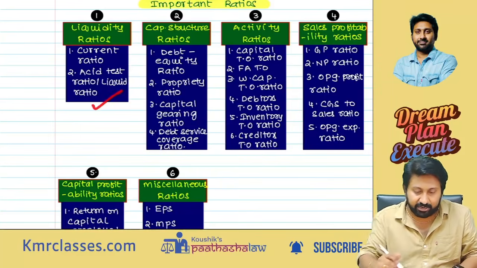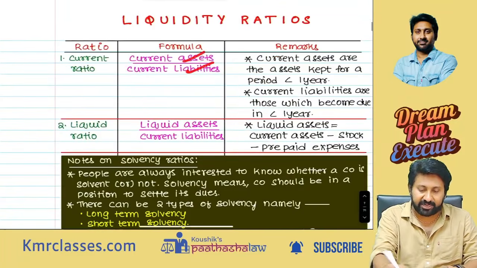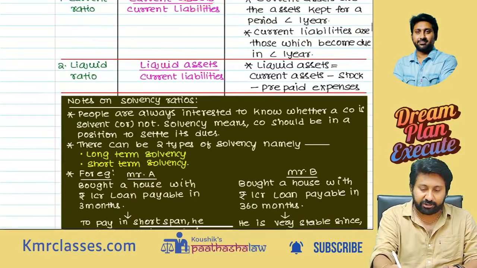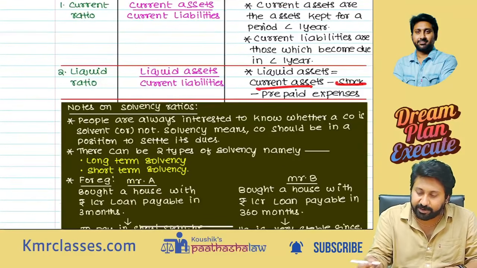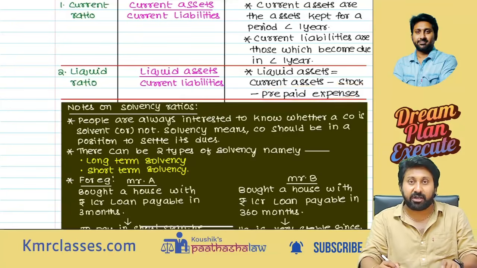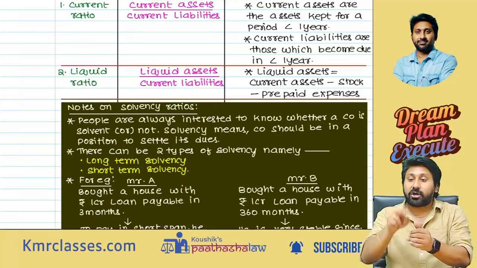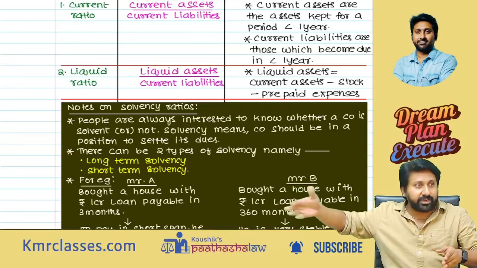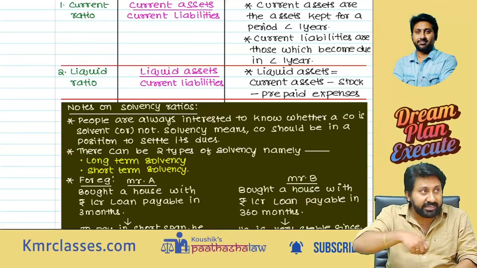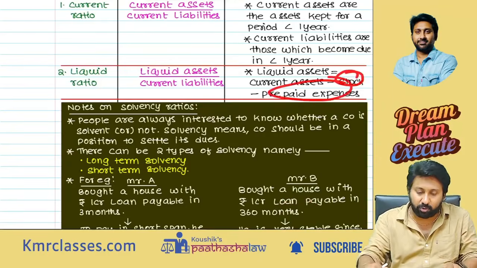First one, liquidity ratios. Current ratio: current assets by current liabilities. Liquid ratio: liquid assets by current liabilities. What is a liquid asset? Current assets minus stock, minus prepaid expenses. Because for liquid assets we will not consider stock. The reason is that stock should get converted into debtors, and debtors should get converted into cash. More time is taken here, so it is not easily liquidated. Clear? So for liquid assets, stock and prepaid expenses won't come.